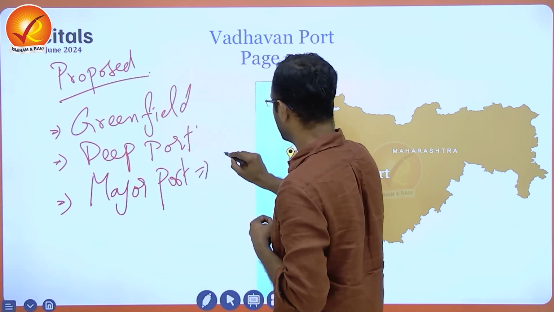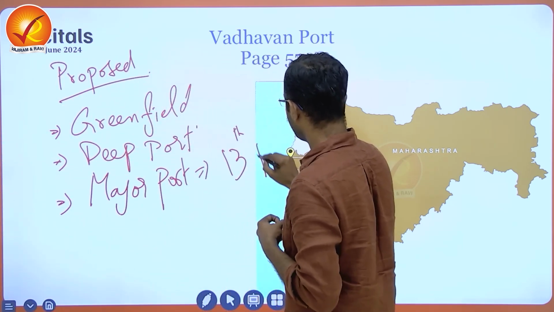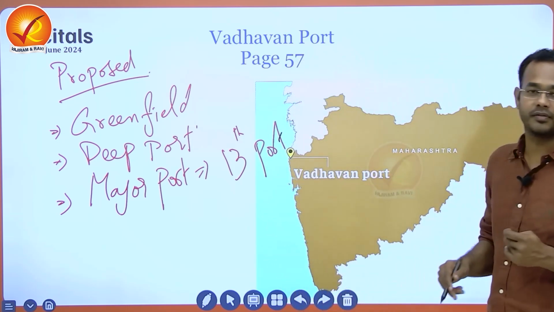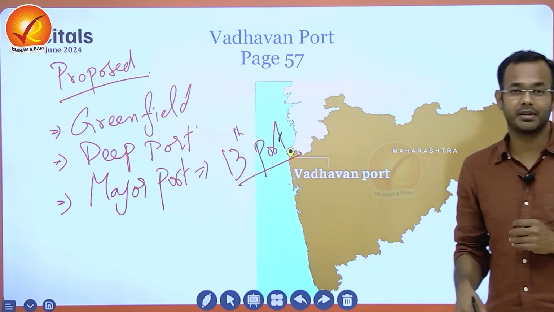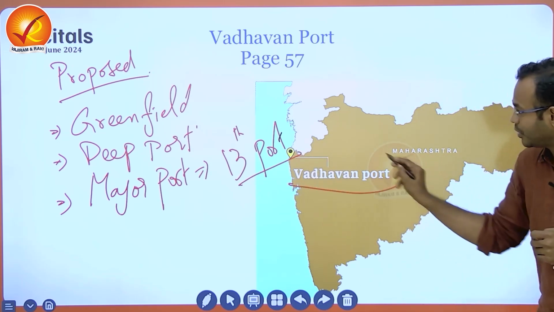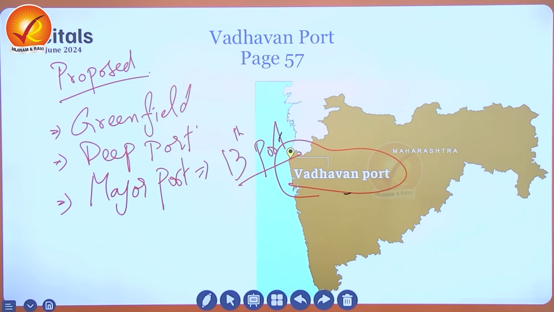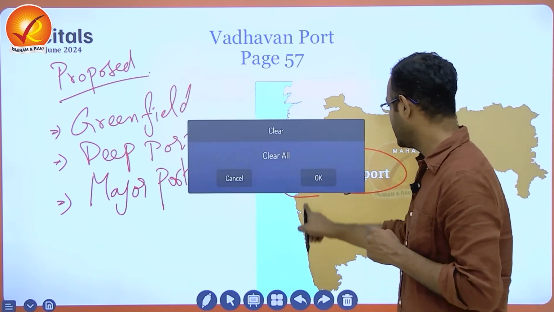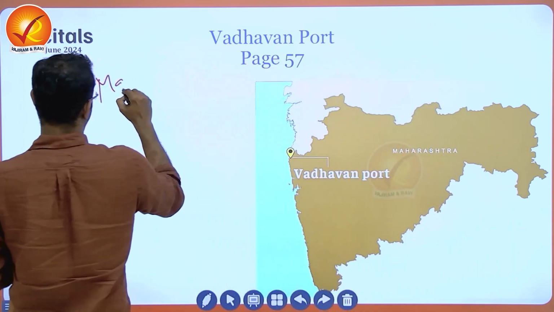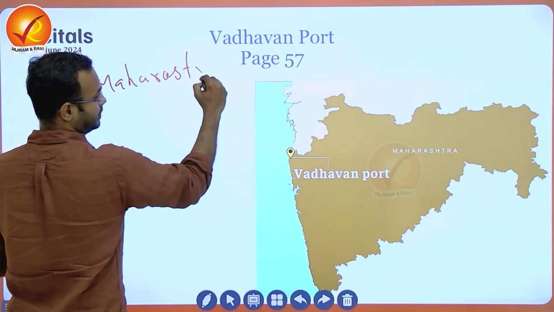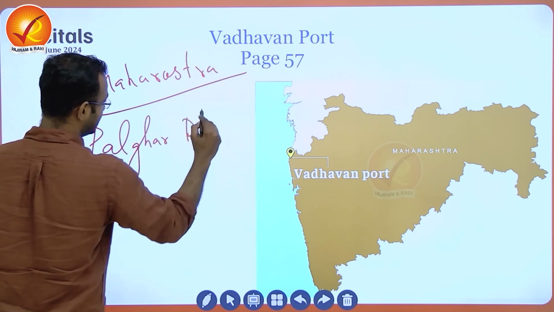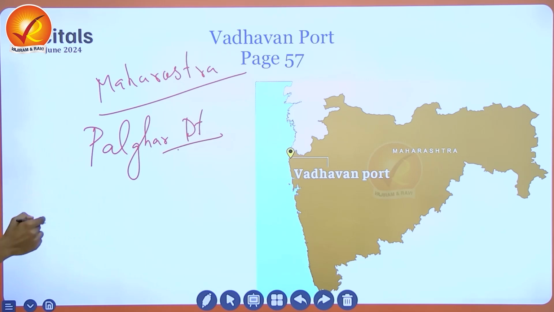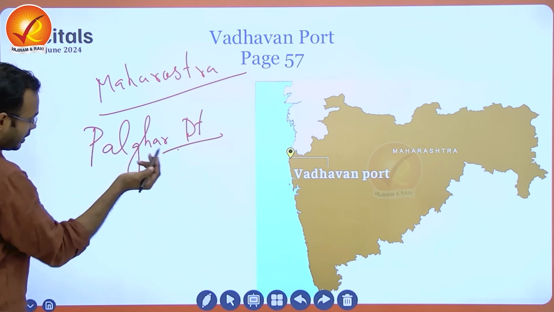So with Vadhavan Port, the major port count of India will move from 12 major ports to 13. Vadhavan Port will become the 13th major port when it gets completed. It is located in Maharashtra, in Palghar district. See the importance of this port: apart from being a greenfield major port, there are other importances.